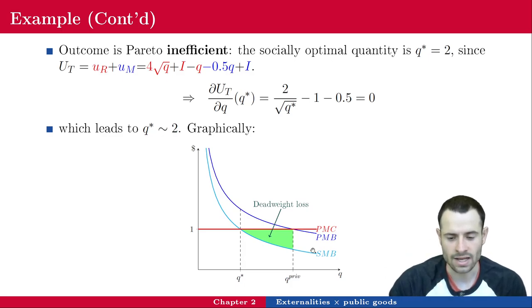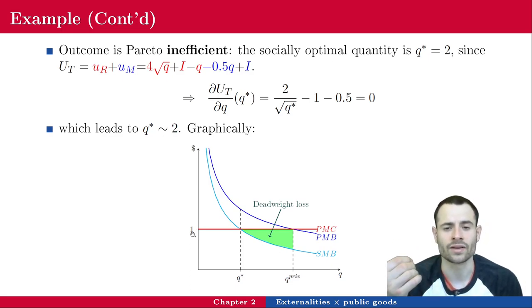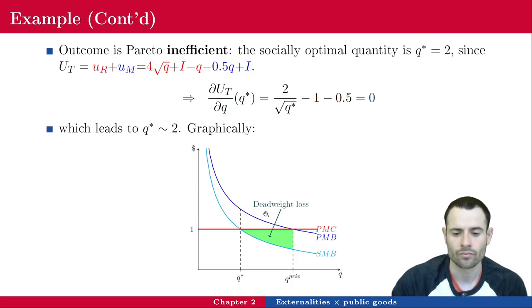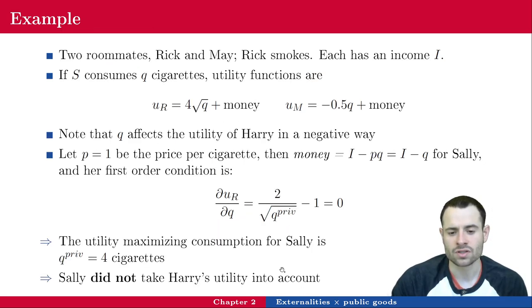Note that Rick, if he doesn't take into account May's utility, will consume cigarettes such that private marginal benefit is equal to the private marginal cost. Here, the private marginal cost is equal to 1. This is the price of 1 cigarette or 1 pack of cigarettes. So Qpriv will be the result found before for cigarettes.